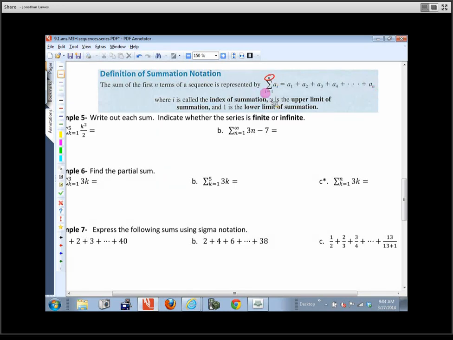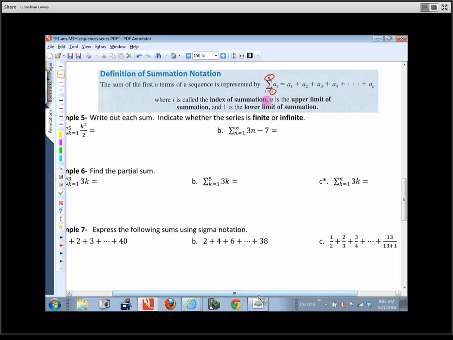Okay? Again, this is an index. So that's the index of summation, and this is what we call the upper limit. This is where we stop, and this is the lower limit. This is what we start with. And then we always go up by 1. So start by plugging in a 1, then plug in a 2, and so forth. It's just the counting numbers.